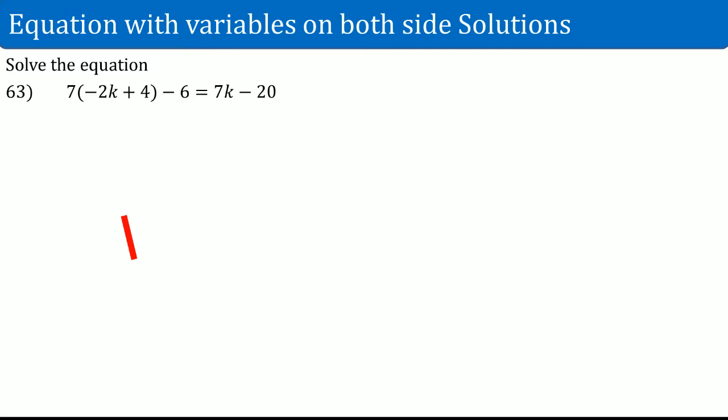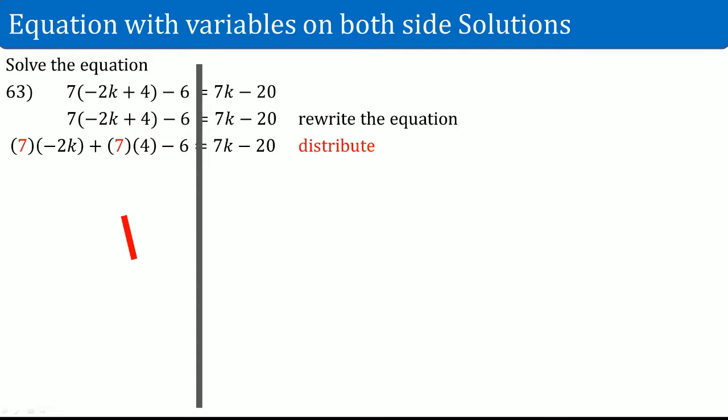Here's a harder one. All right? Yeah, brutal, right? Number 63. You have this problem. Rewrite it, draw the line straight down. You have to distribute to get rid of the parentheses here. So it becomes 7 times negative 2k, and 7 times 4. Simplify, becomes negative 14k, and 7 times 4 is 28.